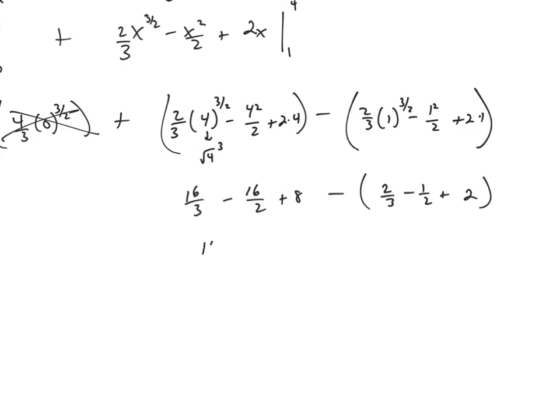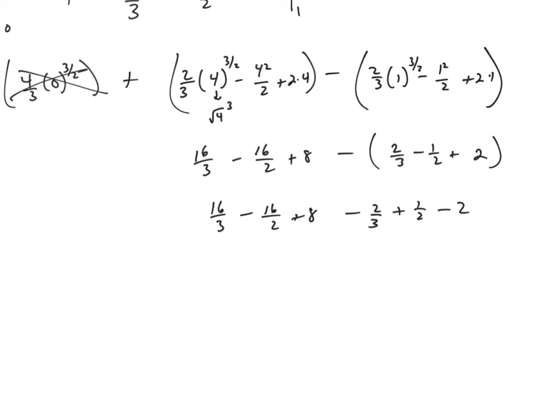Going to go ahead and distribute that. So I've got 16 thirds minus 16 halves plus 8 minus 2 thirds plus 1 half minus 2. And I'm hoping some stuff works out nicely here. 16 thirds minus 2 thirds gives me 14 thirds. Negative 16 halves plus 1 half is a minus 15 halves. Plus 8 minus 2 is plus 6.